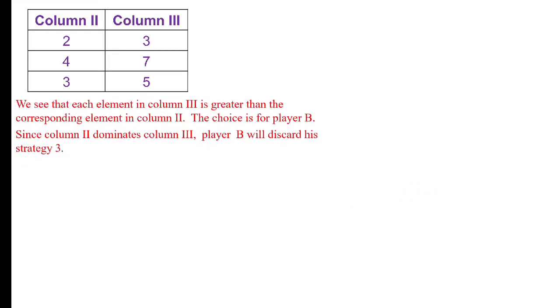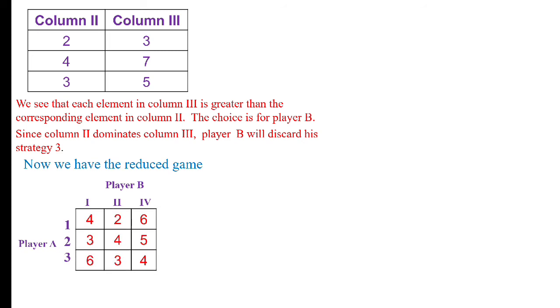See that, compare. You see that each element in column 3 is greater than the corresponding element in column 2. Therefore, the choice for player B is column 2, since column 2 dominates column 3. Therefore, we will discard strategy 3. The third column will be deleted. So we will get the reduced game matrix. After deleting the third column, we will get 4, 2, 6, 3, 4, 5.